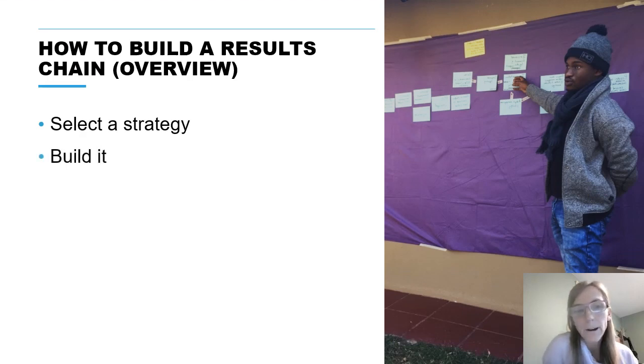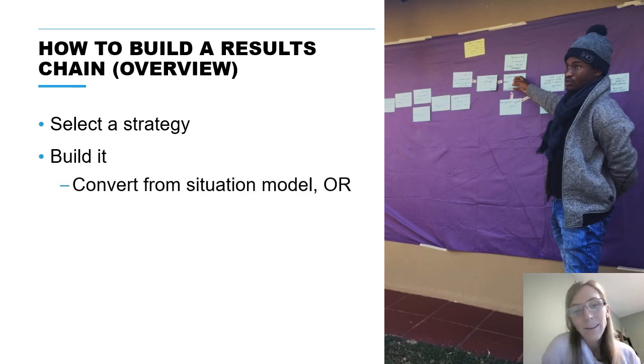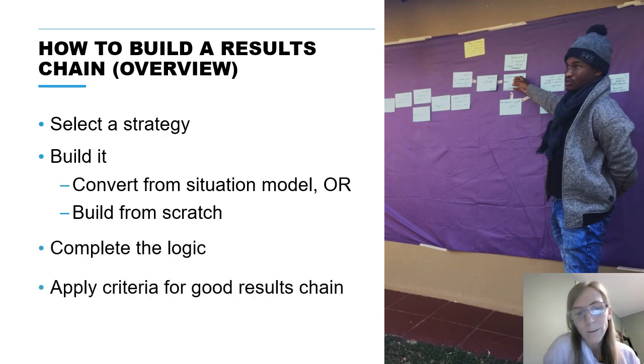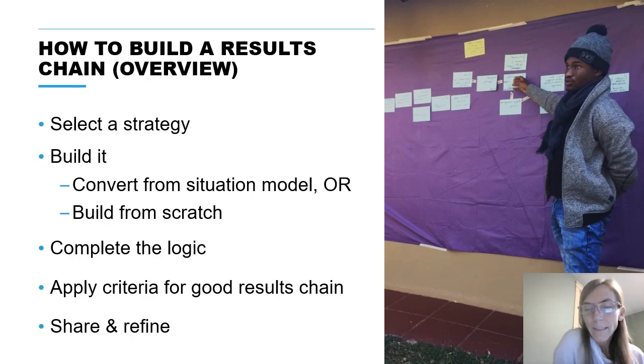So in developing our strategies, we want to select a strategy that comes from the list of potential strategies that have been developed to build it out. We can do that by pulling the elements out of our situation model that might apply to that strategy, or we can build it from scratch. But we want our situation analysis really to complete the logic about how that particular intervention can directly impact a threat that we hope to address.